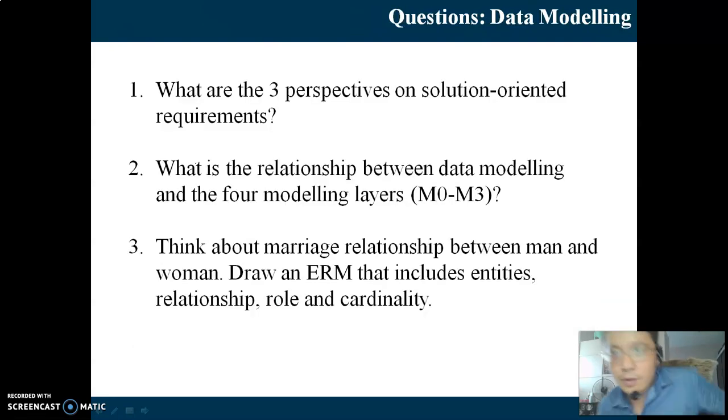Before you complete reading the lecture slides, why not try out these questions to see whether you understand. Thank you.